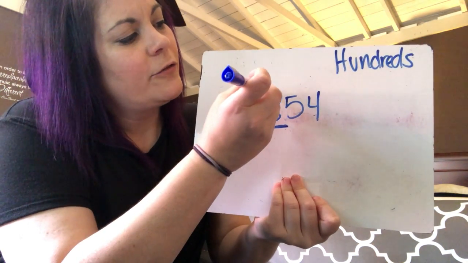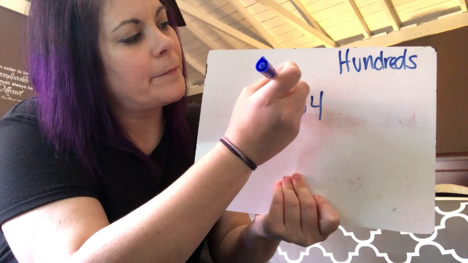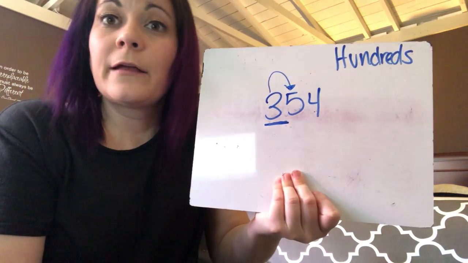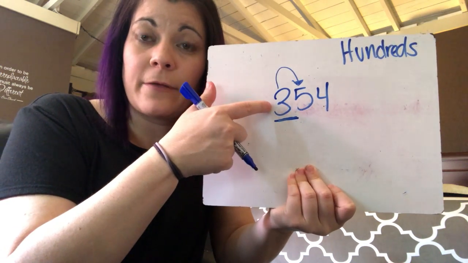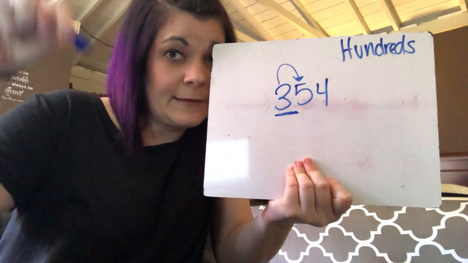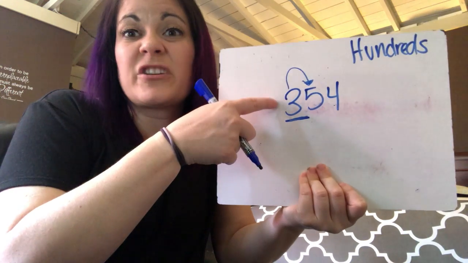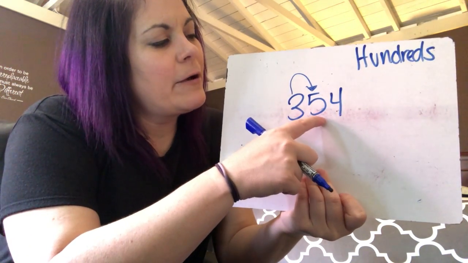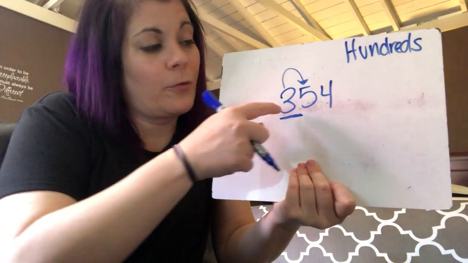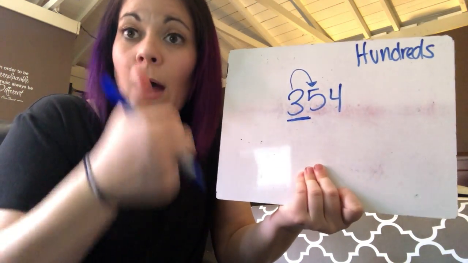Well, then to round, I look at its neighbor. Okay? I look at its neighbor. If it's 5 or greater, this number rounds up. If it's less than 5, this number stays the same, okay? So right here, it's 5, so it's greater, so 3's got to round up. It's got to go up 1.